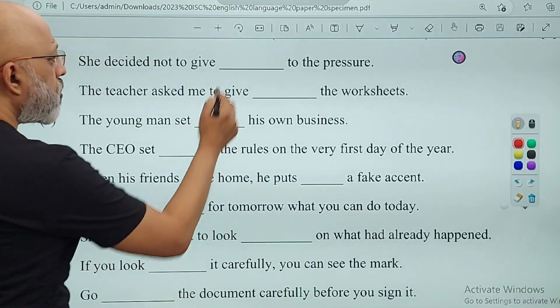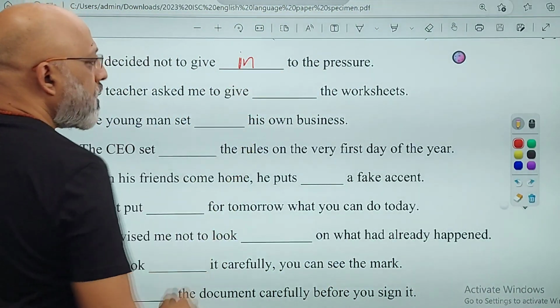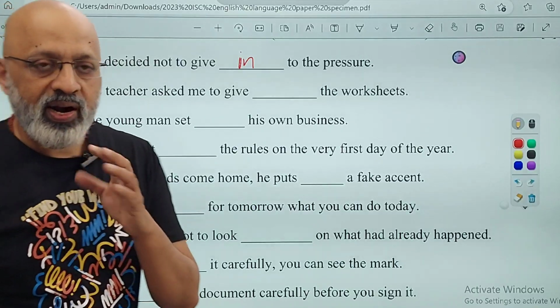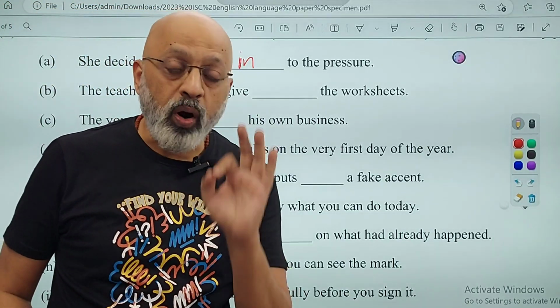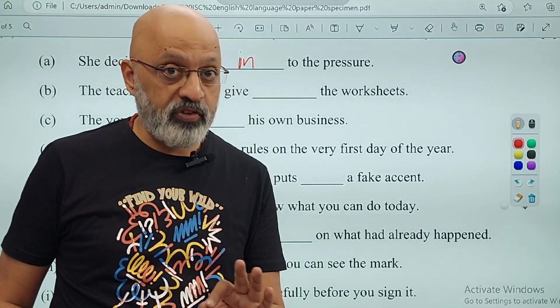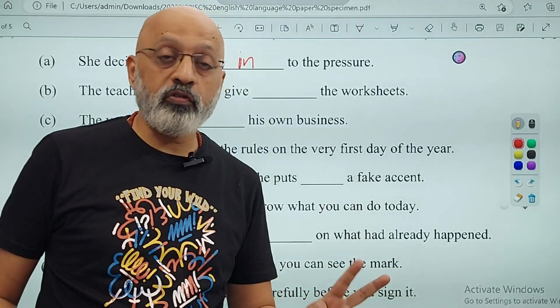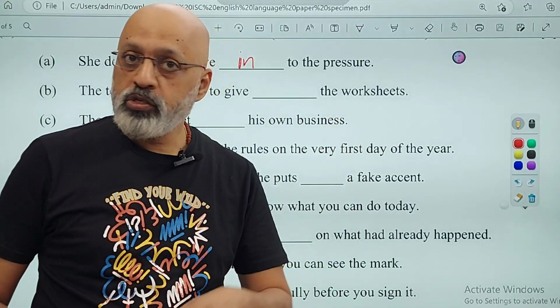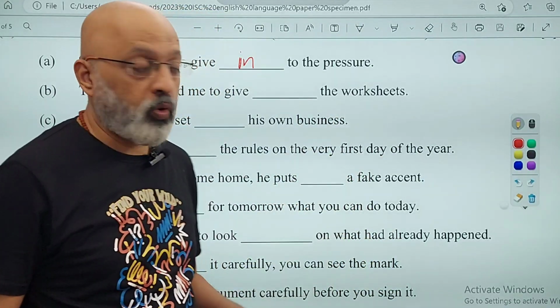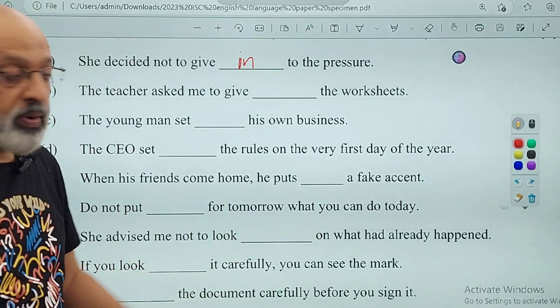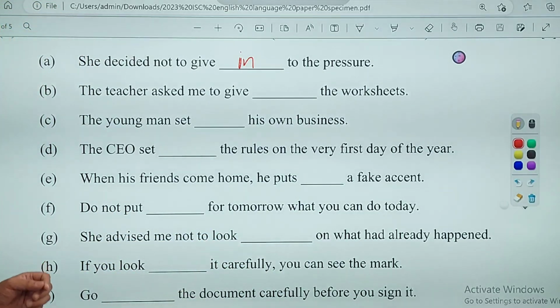She decided not to. Prepositions के लिए there are as many as 3 videos with 150 prepositions and phrasal verbs. There are 2 videos only on phrasal verbs, also actually 8 videos. So there's a lot of material on YouTube if you want to ensure that you don't go wrong with prepositions and phrasal verbs.